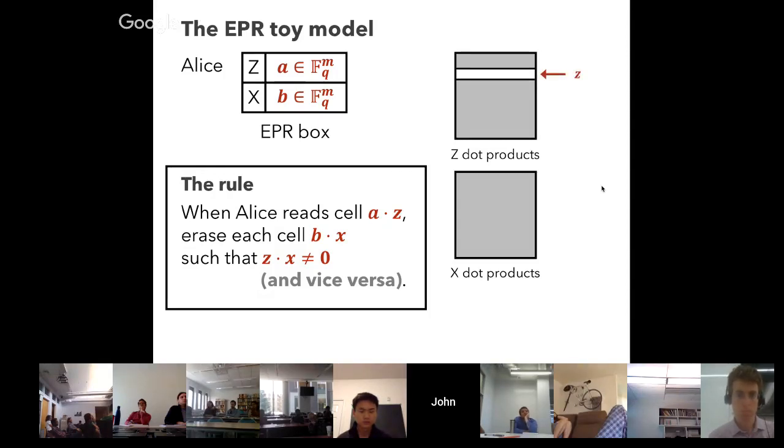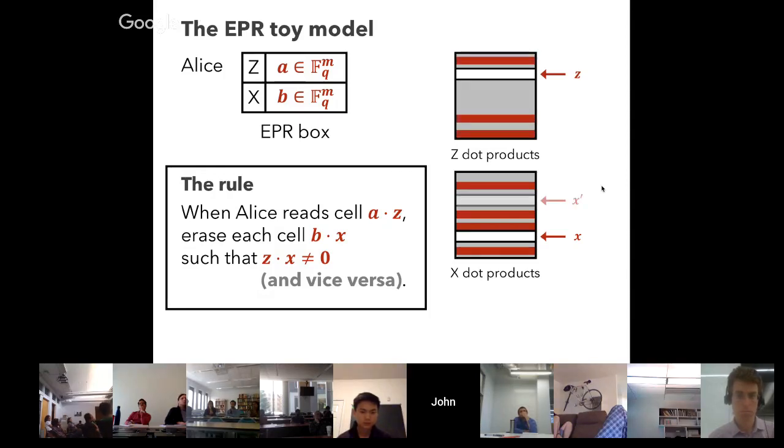Pictorially, if she reads a Z up here, then immediately she loses a lot of information about X. Then maybe she wants to read one of these X dot products, so then she has to lose a lot of information about Z. Maybe she wants to read another X dot product, and she loses even more information. I should also mention that when I talk about reading these cells, I also refer to this as measuring. So sometimes I'll say that she wants to measure Z, or measure X, or measure X prime.